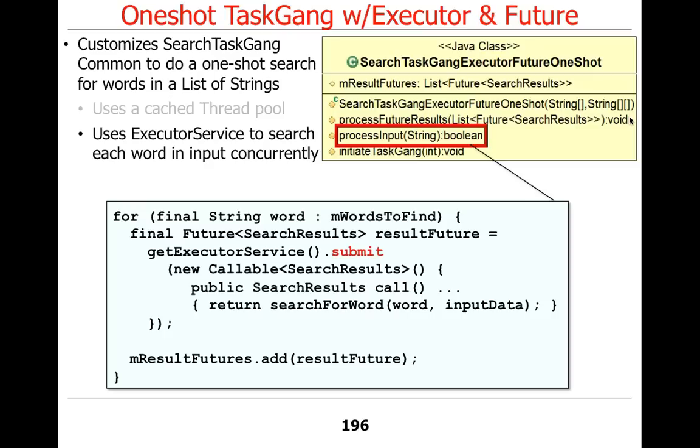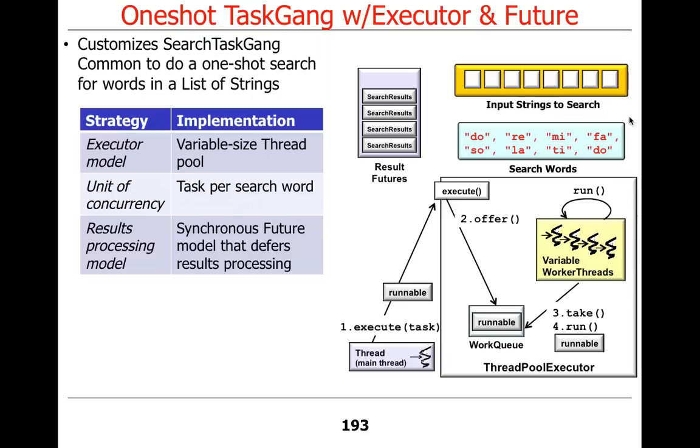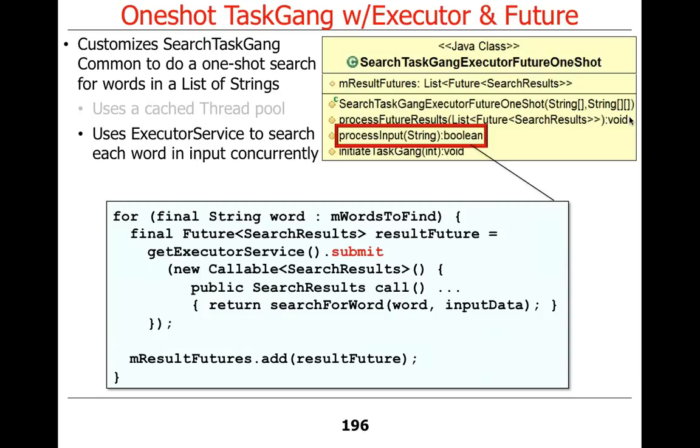Remember process input. When process input gets called, and we'll see how it gets called in just a second, it's going to iterate through all the words it's looking for. And for each word in the list, let's say 8 words, it's going to submit a new callable to do the processing. And the callable it submits is going to, of course, run in a background thread. Remember, that's what we're doing. We're submitting callables. They're going to run in a background thread created by the cached thread pool. And the call method is going to search for the word in the input data, and it's going to return a search result.